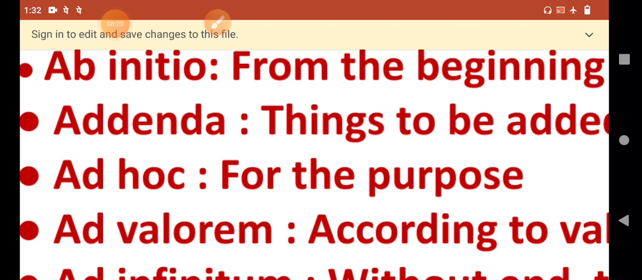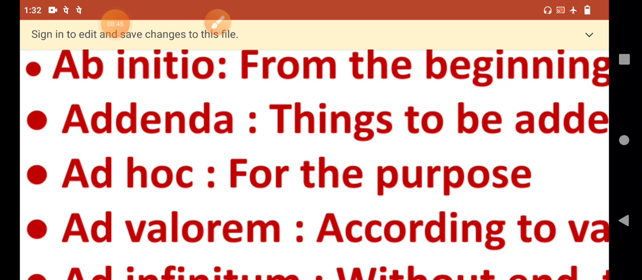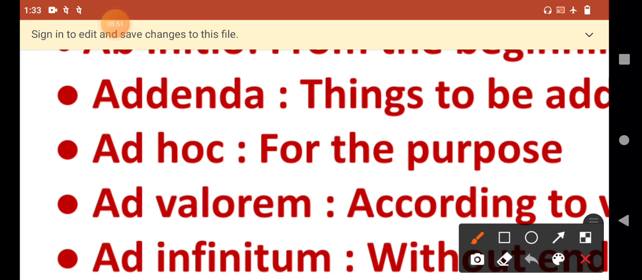And here addenda is the plural form; the singular form is addendum. Addendum is used with a singular verb also. For example, the meaning is things to be added. In the beginning there is the word add. Add means adding something to another main concept.